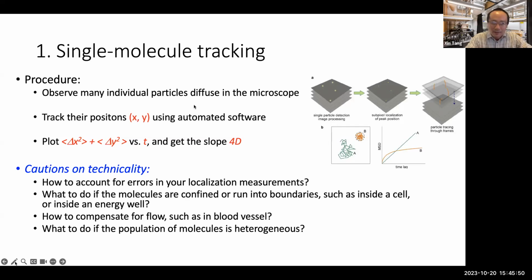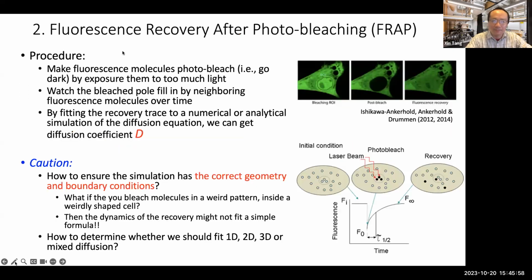Yeah, good. So that's one method to calculate the diffusion coefficient. Another method is called FRAP. FRAP stands for fluorescence recovery after photobleaching. Okay? So this method is also very useful to measure the diffusion coefficient, especially for molecules in a plane that freely move all the time in the plane, such as a cell membrane.